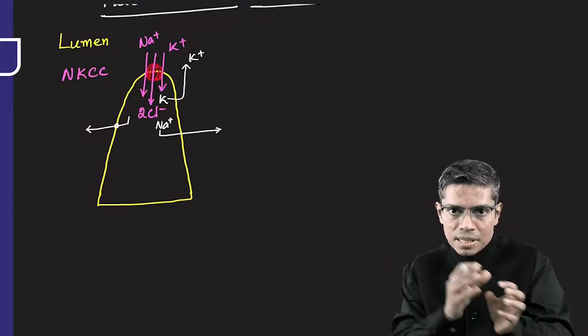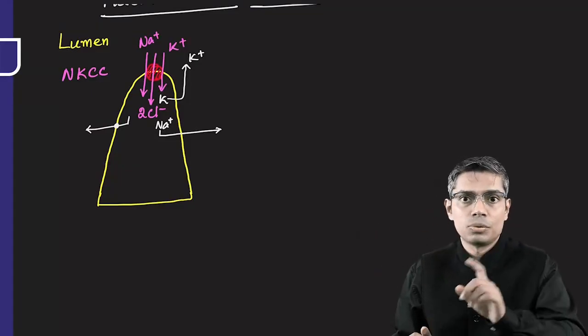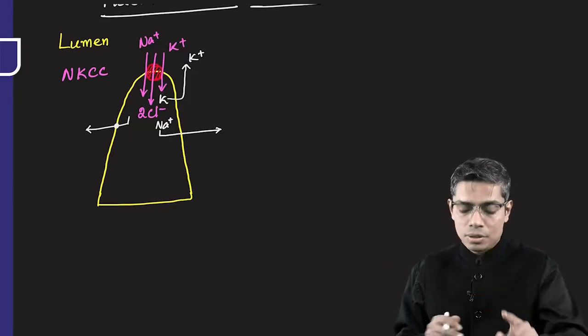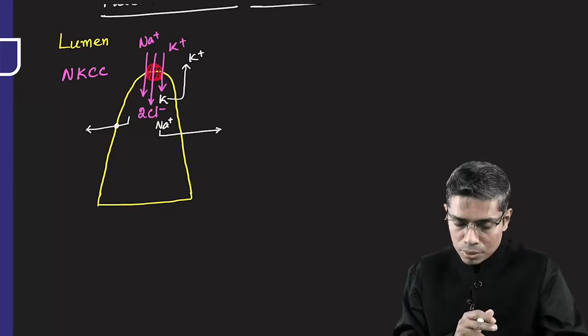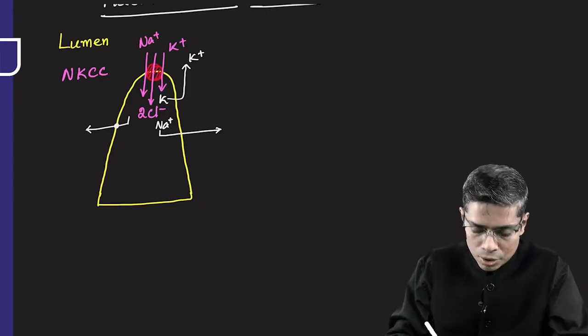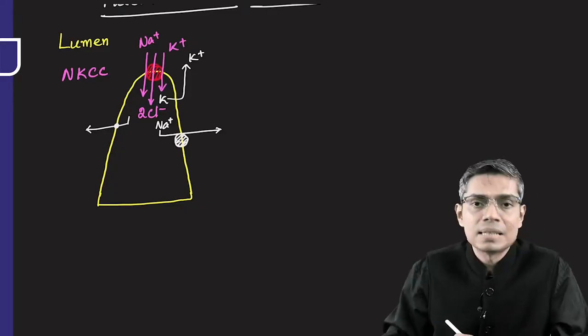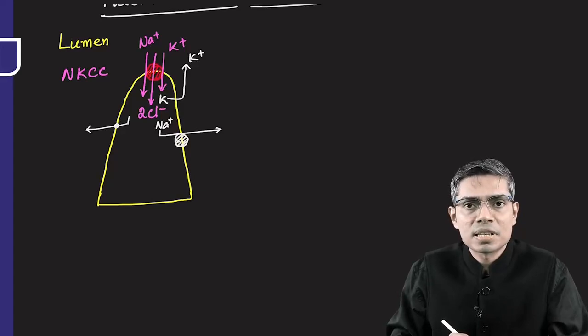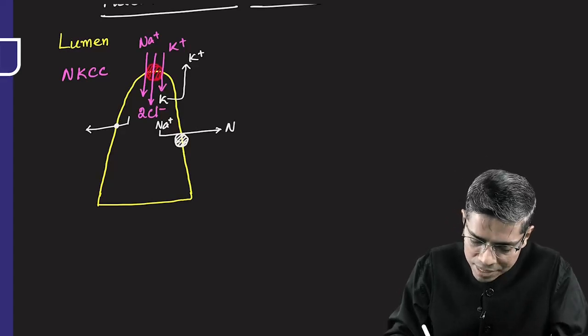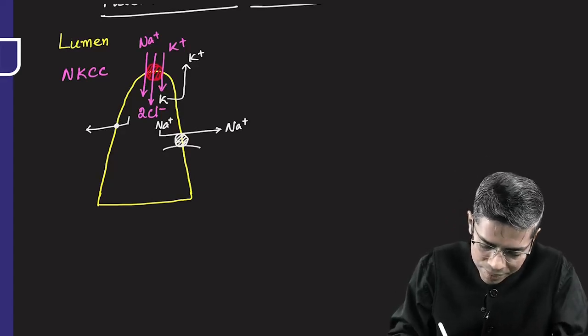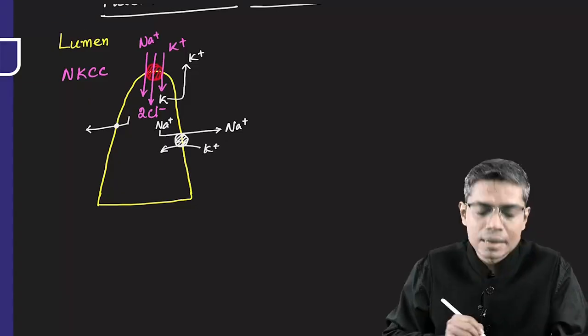Sodium is entering from the cell to your blood. Sodium cannot go alone because you are moving the sodium from low concentration to high concentration. So you require an active transporter, and that active transporter is nothing but sodium potassium ATPase. So sodium is going out of the cell and potassium is coming back.